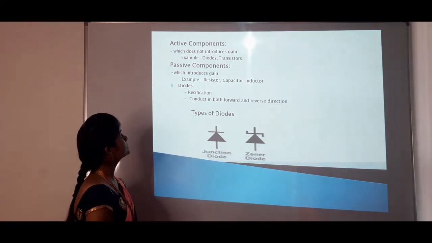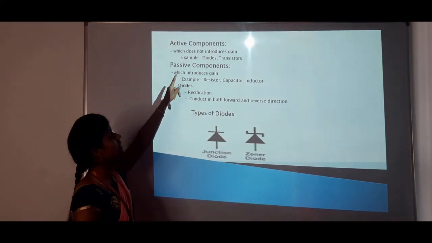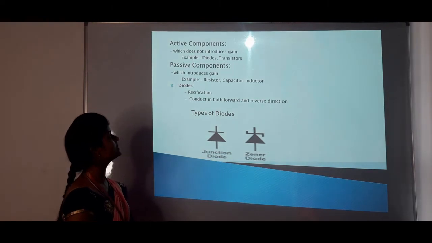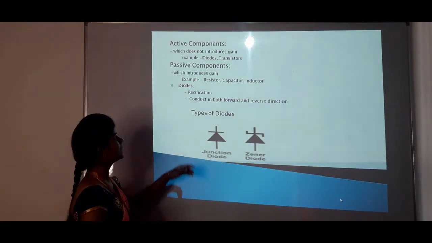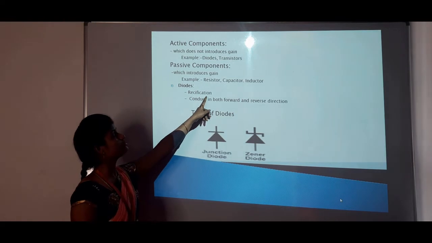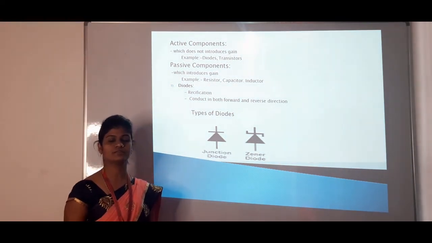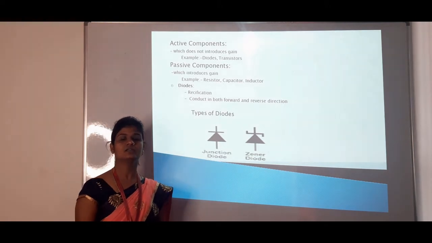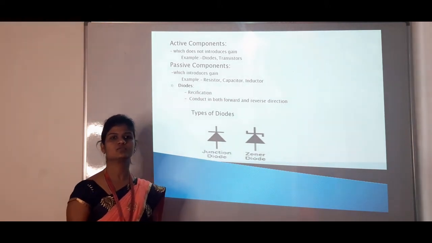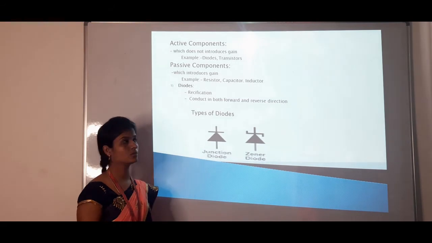Now we are discussing firstly the active components. Examples are, first one is the diode. A diode can be used for rectification. Why can a diode be used for rectification? Because it can rectify the DC voltage at the output.